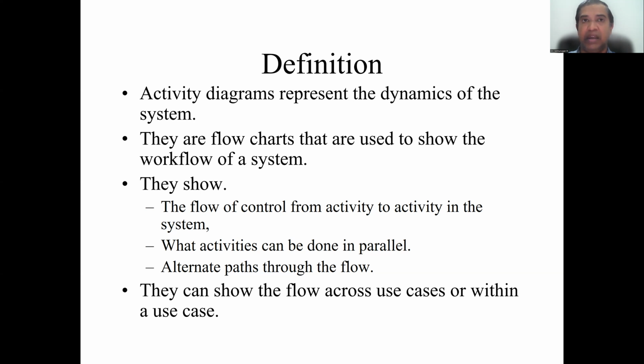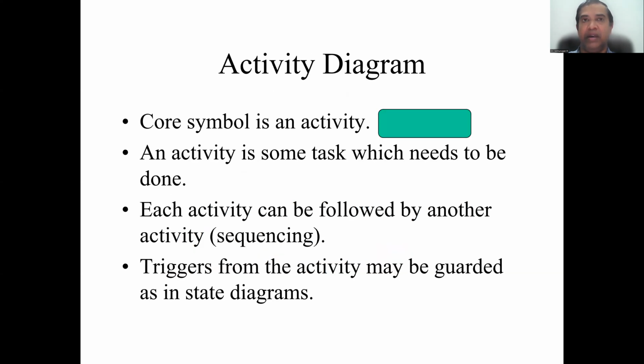Here we term the use case as nothing but the processes. So flowcharts are used to show the flow of processes. When it comes to the activity diagram, as I already told you, it's another form of representation of a flowchart. For an activity diagram, the core symbol is an activity. So this is a use case.